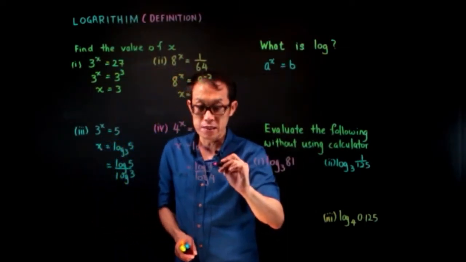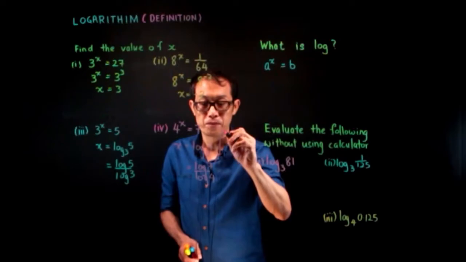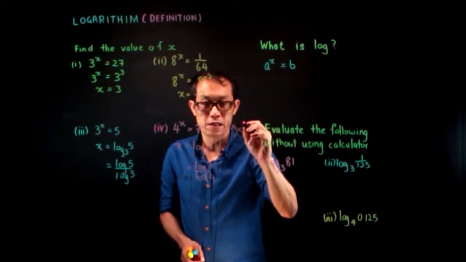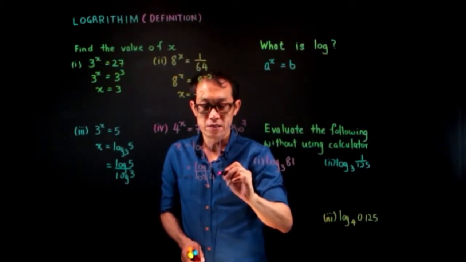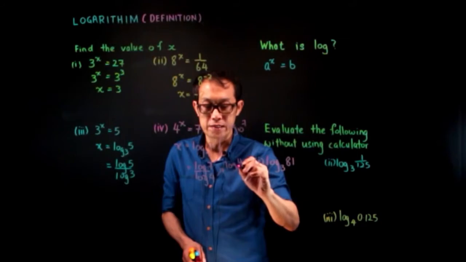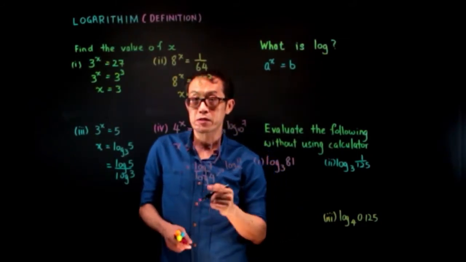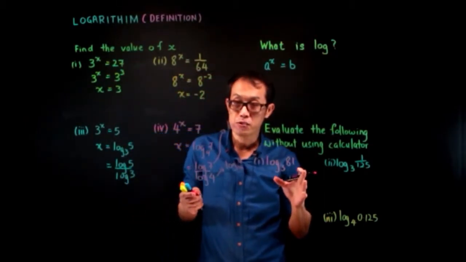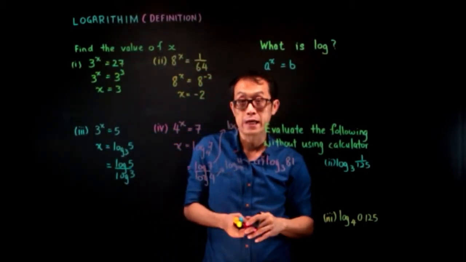What does this mean? This one means log 7 to base 10. This one means log 4 to base 10. Because some models of the calculator only allow you to key in base 10. Alright.